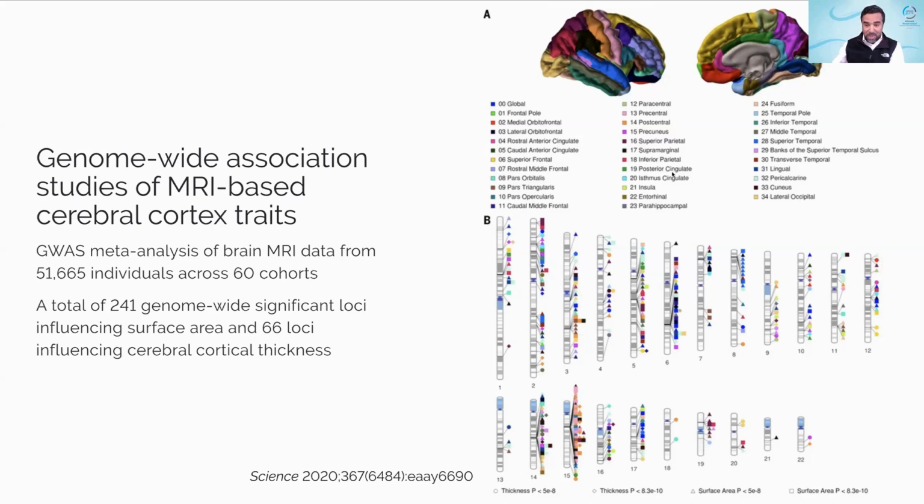So the phenotype of interest was the cerebral cortex subregions. So we can see here up to 34 cerebral cortex regions were studied, focusing on the cortical thickness as well as the surface area of these regions. And collectively, a total of 241 genome-wide significant loci appeared to be associated with surface area of these brain regions. And then 66 loci were actually associated with cortical thickness. So you can see they span the entire genome, from chromosome 1 to chromosome 22.